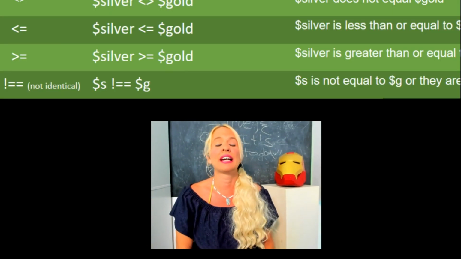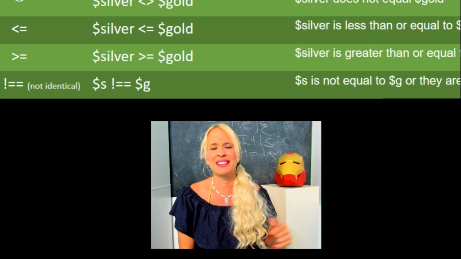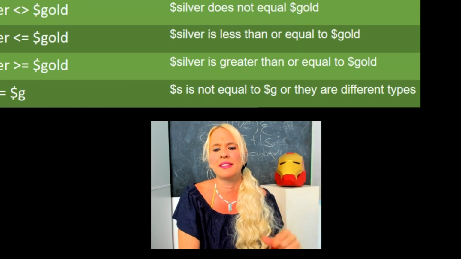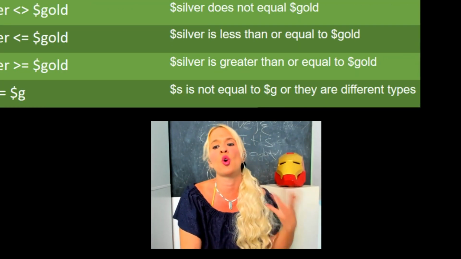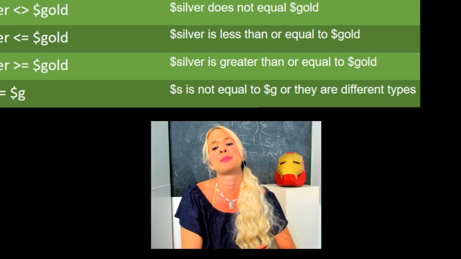Last, we have exclamation point equals equals. That means that they're not identical. It means either $S is not equal to $G, or they're different types.